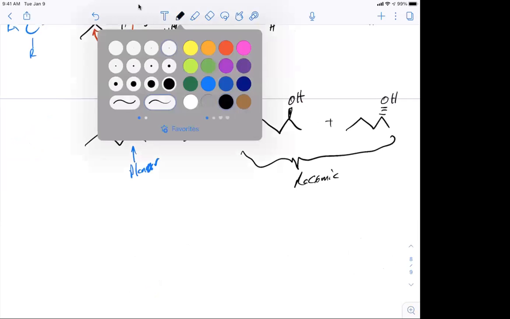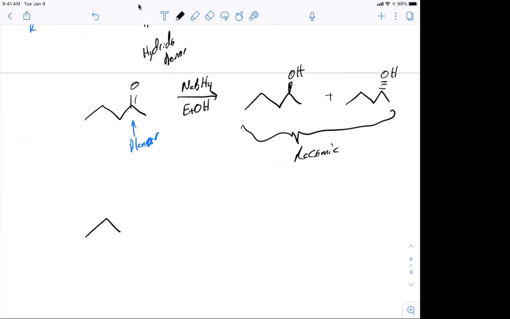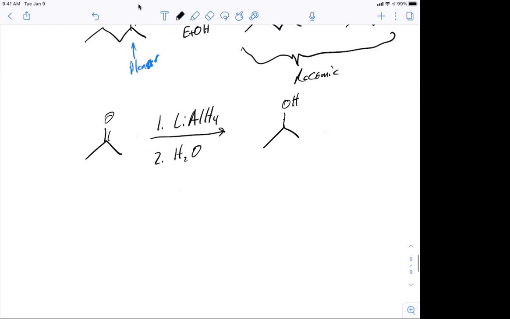The third reagent class you have here, and let's do this one before we stop today, is a different hydride donor. It's lithium aluminum hydride and water. Notice 1 and 2. This is a two-step process. The result is the same, but lithium aluminum hydride is more reactive than sodium borohydride. And so the sodium borohydride can be in protic solvents. This one needs to be in non-protic solvents.